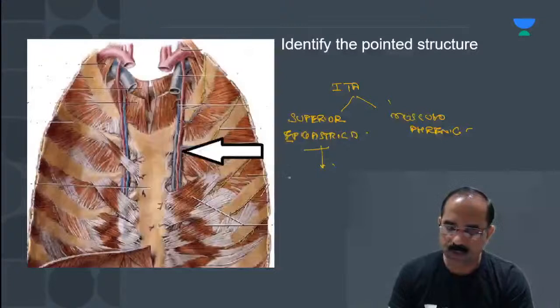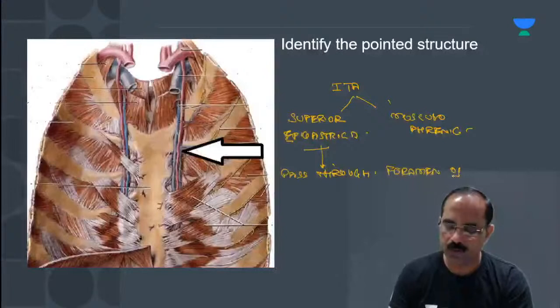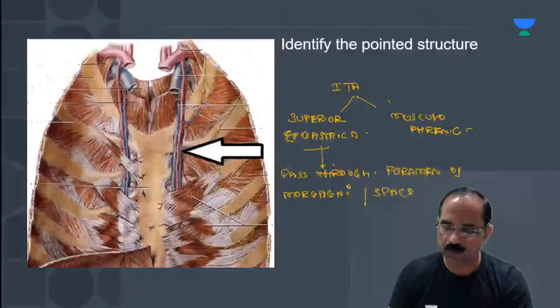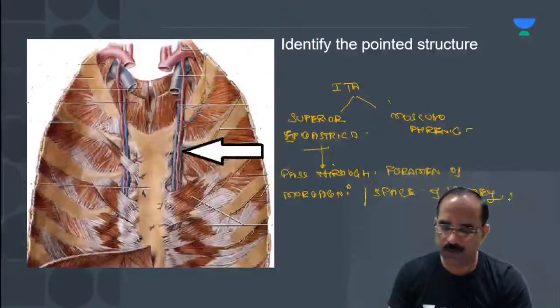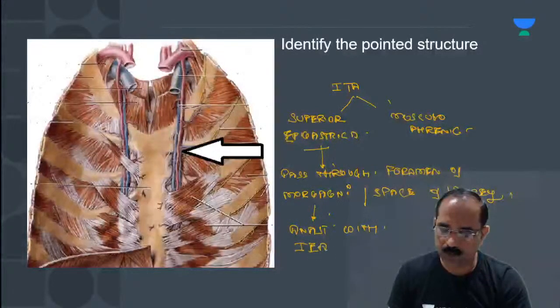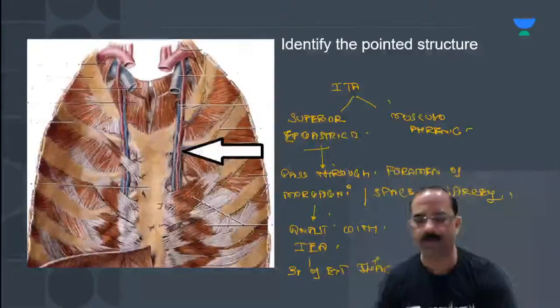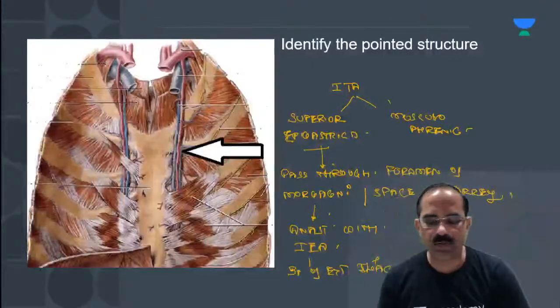Now this superior epigastric artery will pass through, a very important MCQ, the foramen of Morgagni, or the space of Larrey, and it will anastomose with the inferior epigastric artery, a branch of the external iliac. Just remember, this is extremely important.